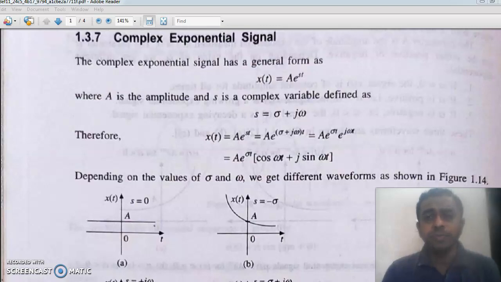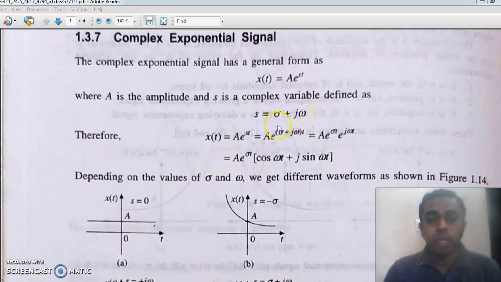Today we see the complex exponential signal. Now we have a signal of the form x of t is equal to a into e raised to st, and instead of a real number we have a complex variable s. This is the Laplace variable, having a real part and an imaginary part: s is equal to sigma plus j omega.